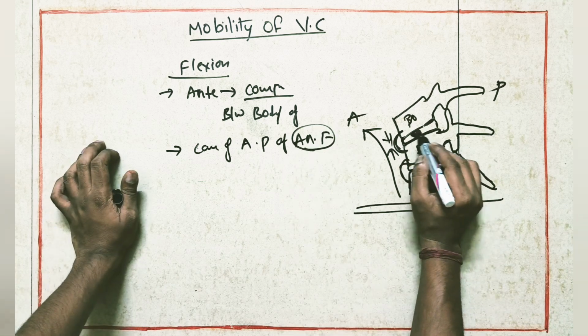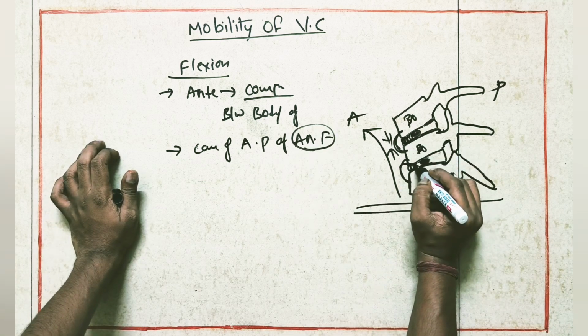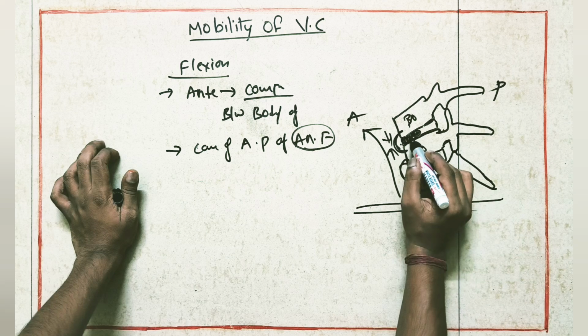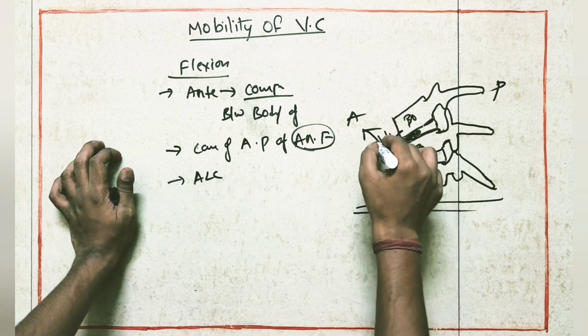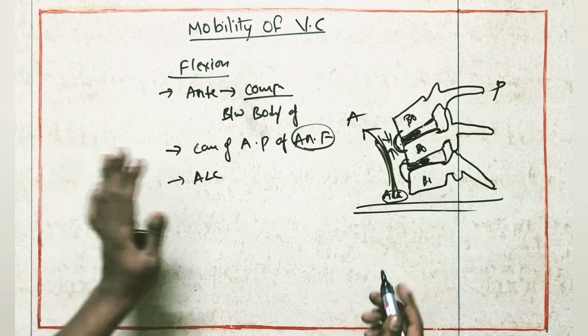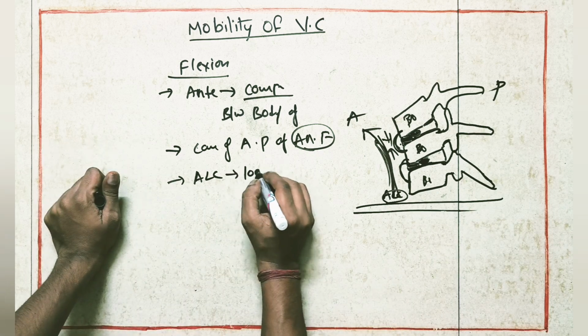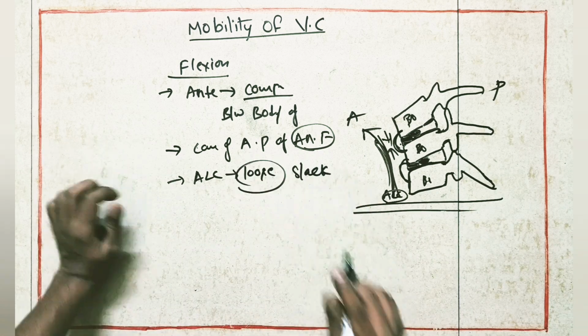At the same time, there is compression of the anterior portion of the annulus fibrosus. Here there is a nucleus pulposus, this is the annulus fibrosus. So in this intervertebral disc there is a compressive force over the annulus fibrosus, and at the same time the anterior longitudinal ligament will go a little loose, a little slack. Okay, this is about the anterior structures.